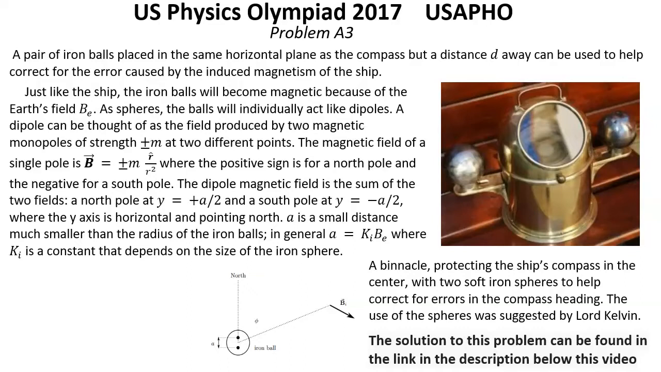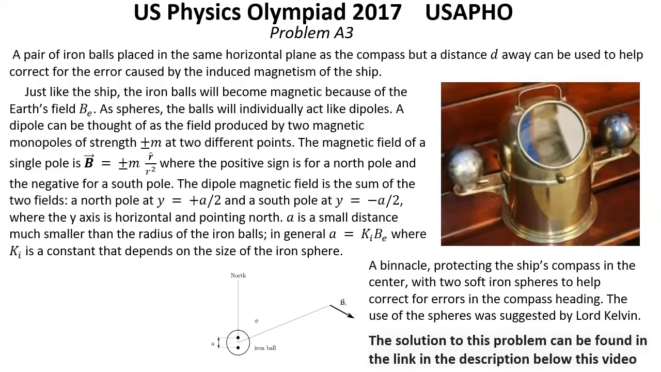The magnetic field of a single pole is B equal plus or minus M multiplied by vector R divided by R squared, where the positive sign is for a north pole and the negative for a south pole. The dipole magnetic field is the sum of the two fields, a north pole at y equal positive a over 2 and the south pole at y equal negative a over 2, where the y-axis is horizontal and pointing north. A is a small distance, much smaller than the radius of the iron balls.